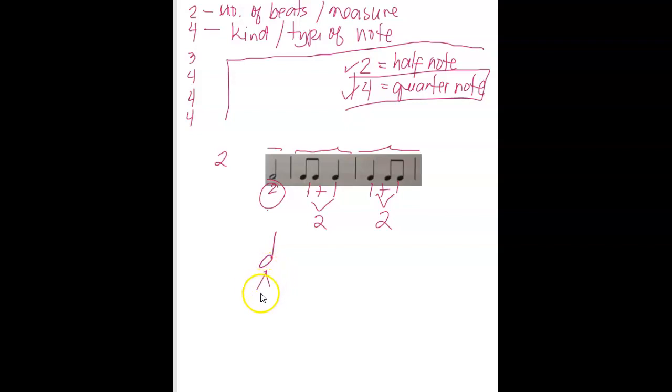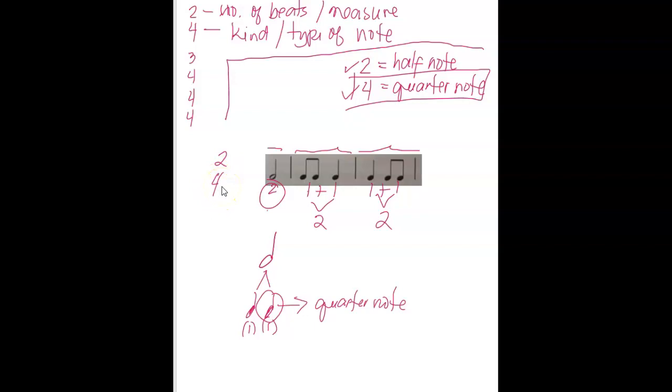Ano pong note ang equivalent sa half note? Two quarter notes, because a quarter note receives 1 beat. That's why when you add this one, you will get that beat of a half note. Okay? So technically, gumamit tayo ng quarter note. So gumamit ka ng quarter note, kaya 4 ang kanyang bottom number.